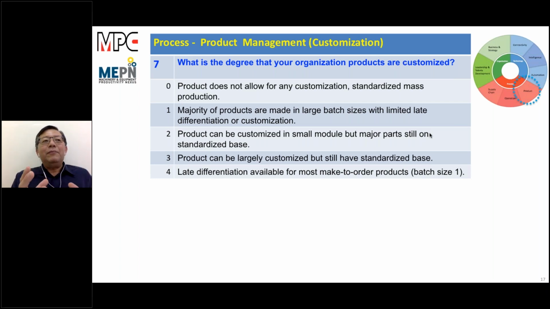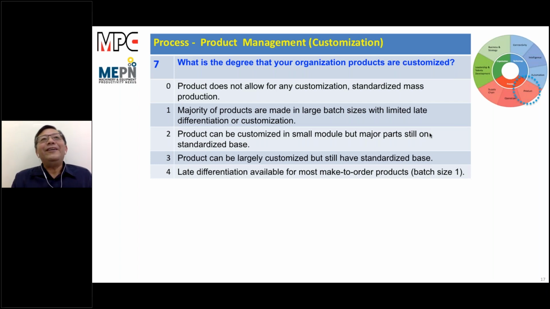You cannot change. But another 50%, you can play around. I can take your input. I can customize for you. Okay. Then number 4 is asking that the late differentiator available for the most make to order product. Means that it's fully customized. The word batch size 1 means that even if you give me an order of only one product, okay, only one, if quantity is only one, I also customize for you.